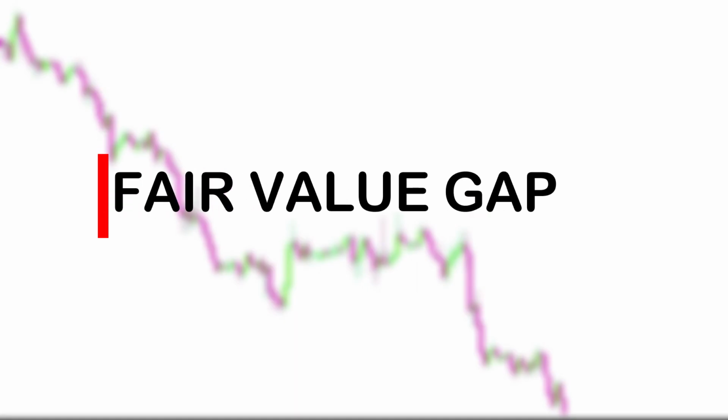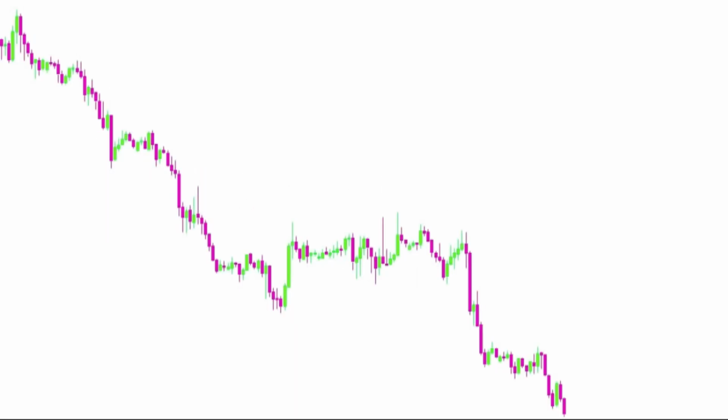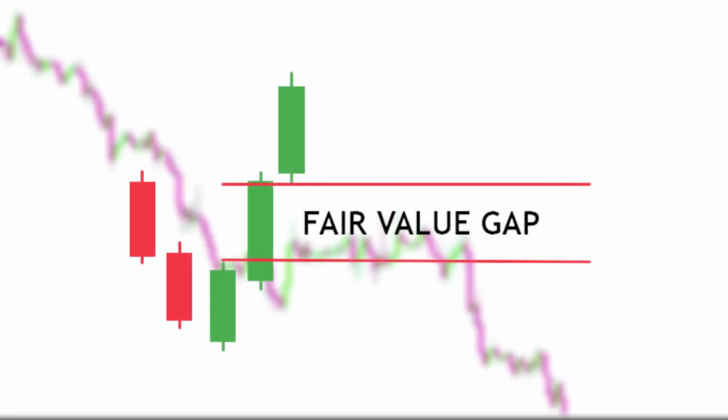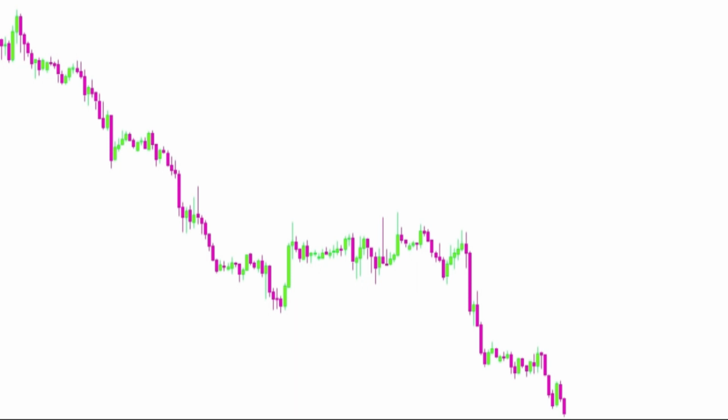The second concept is fair value gap. The fair value gap is a gap which is created by a big candle. The gap between the high of the previous candle and the low of the next candle of the big candle is called a fair value gap. The bigger the fair value gap, the more active the smart money is in the market.